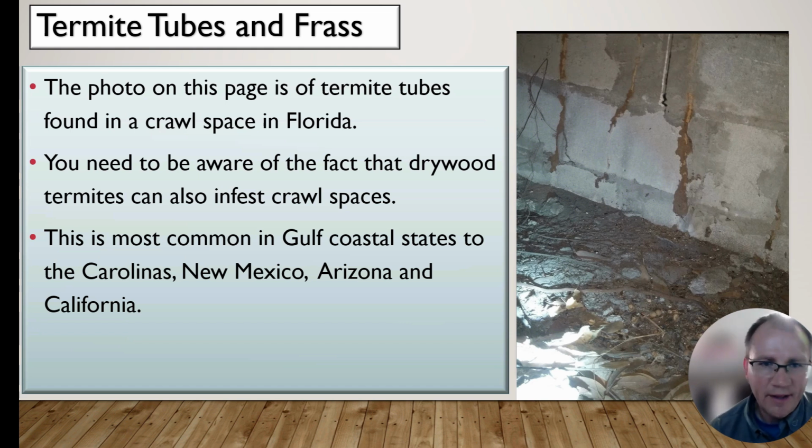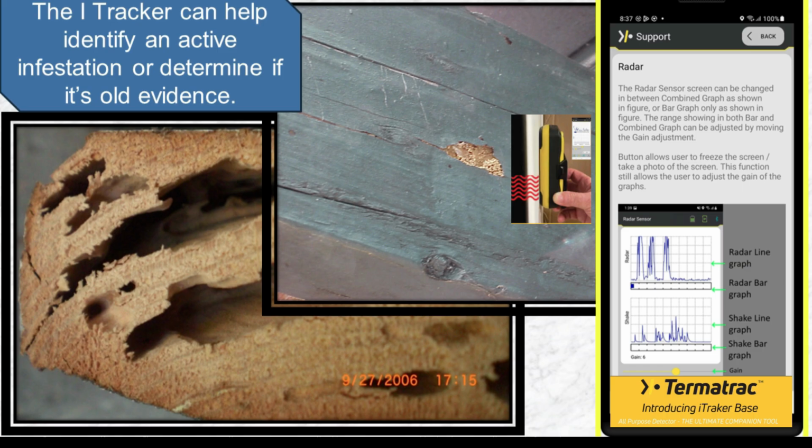One of the things I want you to be aware of is the fact that drywood termites can also infest crawl spaces. This is going to be most common in the Gulf coastal states to the Carolinas, even places like New Mexico, Arizona, and California. So if you're in the Midwest, the Northeast, the Upper Plains, you're definitely not going to have a problem with this. But it is something to note that there can be drywood termites, and you're going to be looking for things like frass and their fecal pellets in the crawl spaces. The eye tracker made by Termatrack can aid us in identifying if the termites are active or if it's old evidence.